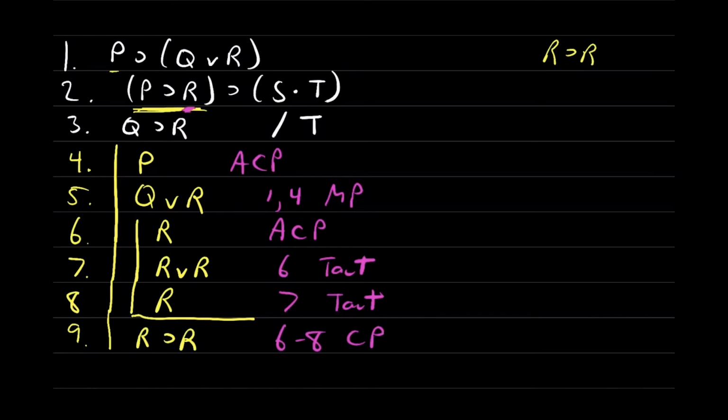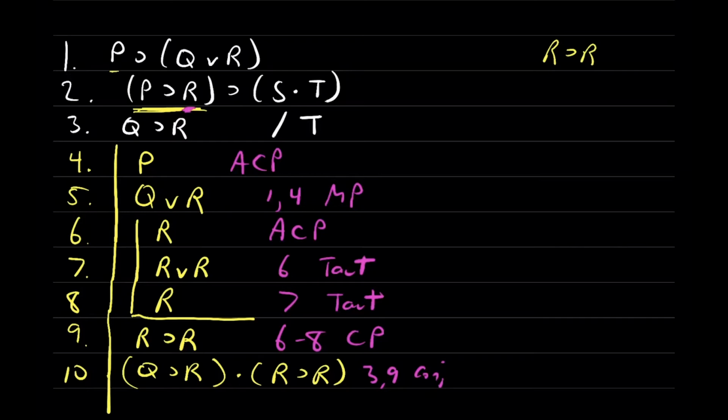Okay, now I said that what I could do, let me get back to my original color here, I said I could probably set up a constructive dilemma. So I have Q or R on line 5. I know that Q implies R. I know that R implies R. So what I'm going to do is conjoin line 3 and line 9 together. So we're going to get Q implies R and R implies R. And that's going to follow from line 3 and 9 by conjunction.